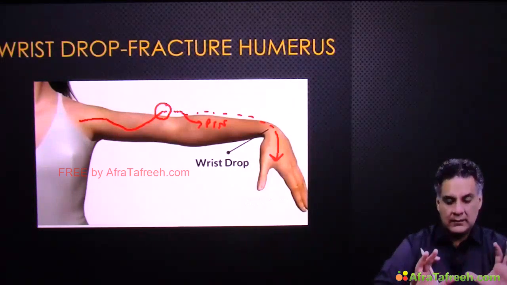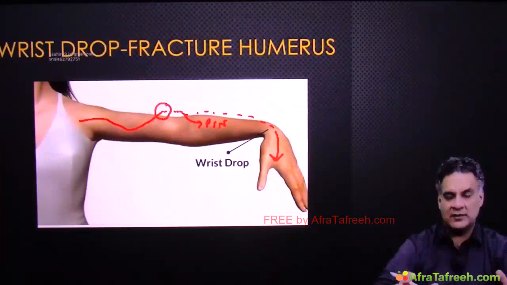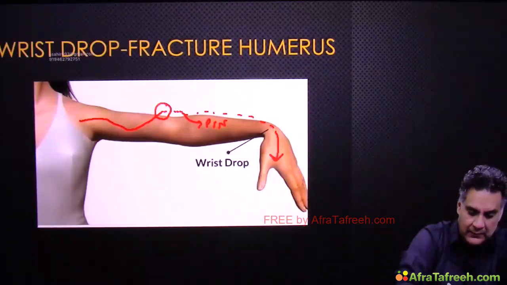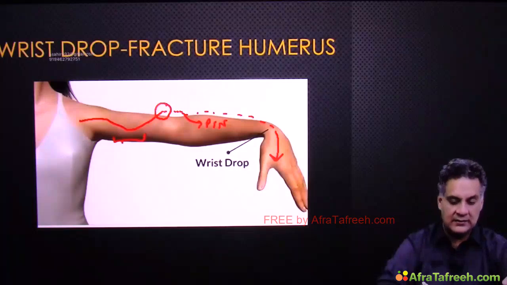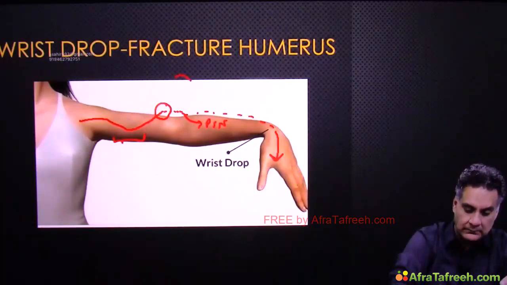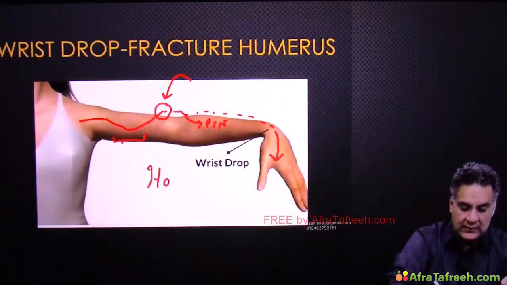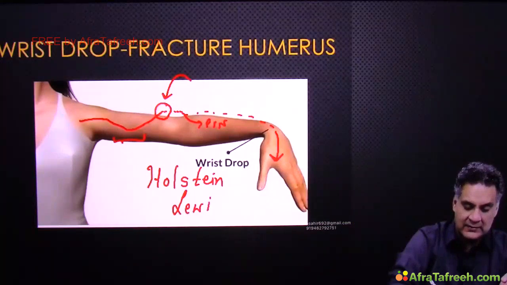Now, this is a classical question asked. The commonest cause of radial nerve palsy is fracture of the shaft of the humerus. Which level? Usually people answer the middle 1/3 in the spiral groove. But friends, the answer is lower 1/3. It's called the Holstein-Lewis sign. Whatever is fixed has more chance to get damaged.